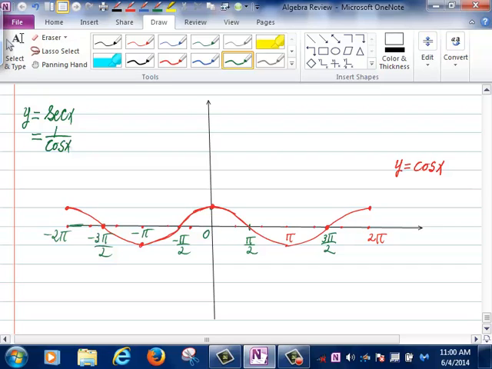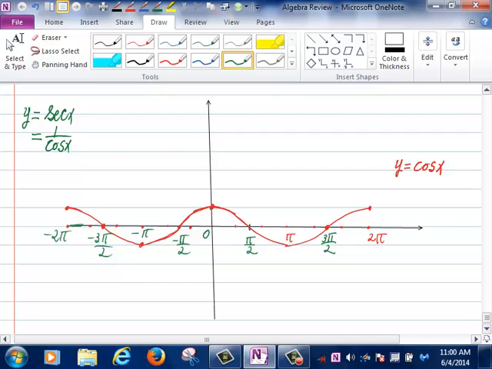Notice that whenever x is an odd multiple of pi over 2, cosine is 0. So at pi over 2 cosine is 0, and at negative pi over 2 cosine is 0. Then for secant I have to divide 1 by 0. What does it tell you? Well, it tells me that the value of secant would be very big near those points.